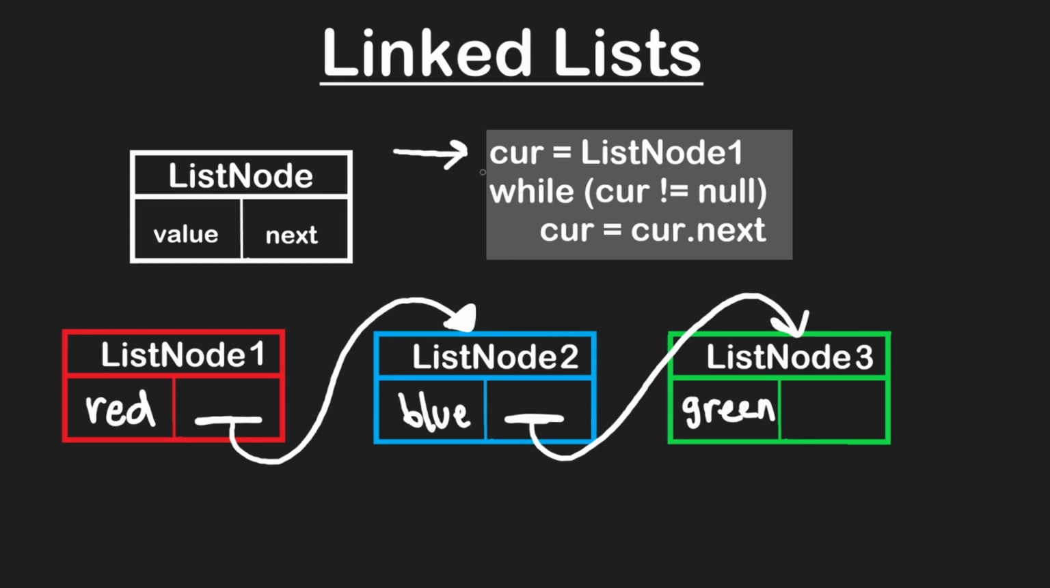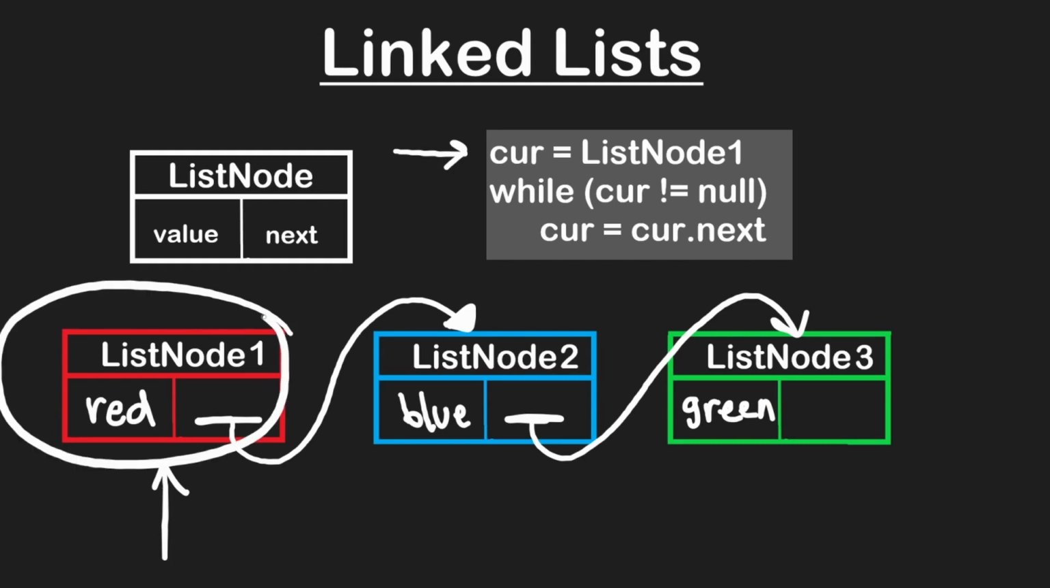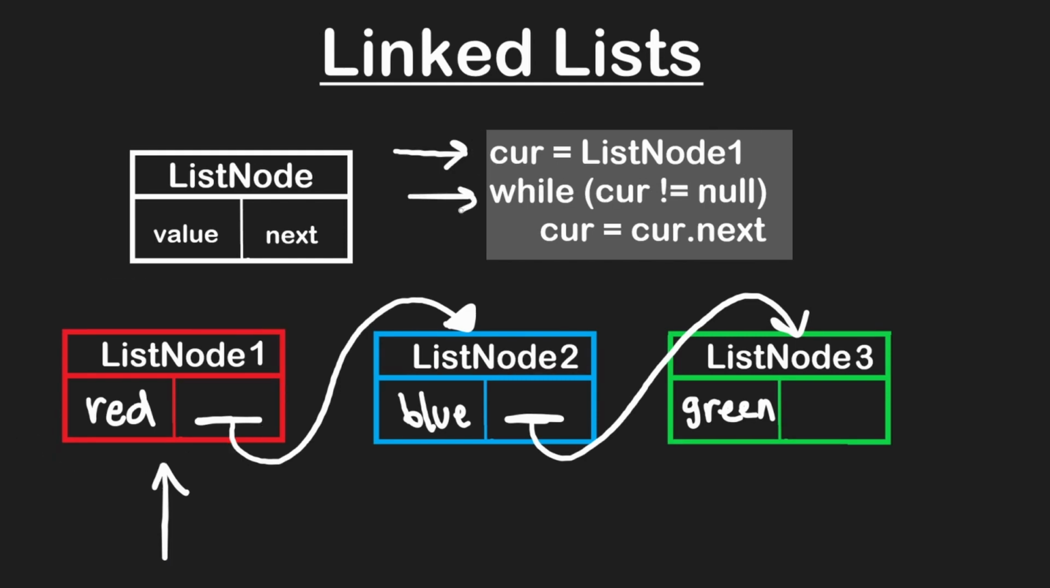we have a variable called cur. We initialize it to be at the first node in the linked list. And we keep looping as long as our pointer current is not pointing at null. What that means is we have a valid linked list node. So let's walk through this code really quickly. Suppose this is our current pointer. It's pointing at the red node. That's how it's initialized. Then we go to the while loop statement.